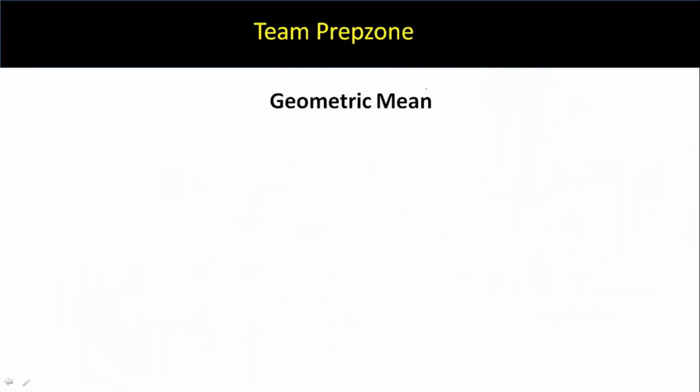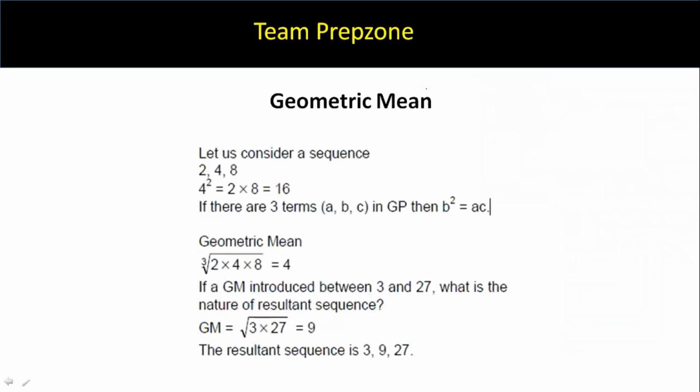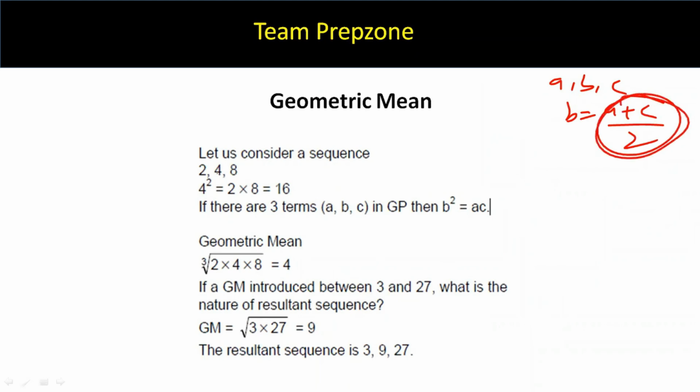So let's move on to the concept of geometric mean. Okay, please pay attention. Similar to arithmetic mean, where b is equal to a plus c by 2, the middle term, if you observe the pattern here, these are 3 numbers in geometric progression. If you square the middle term, 4 square, this is equal to first into third term, right? So here, if you have 3 terms that are in GP, the property will be b square is equal to ac.